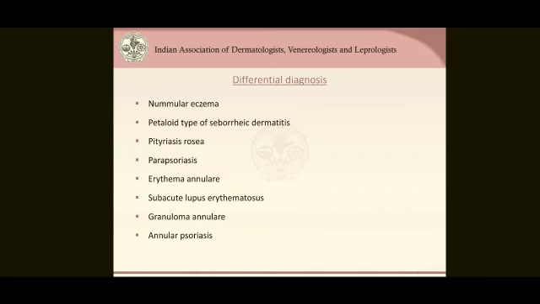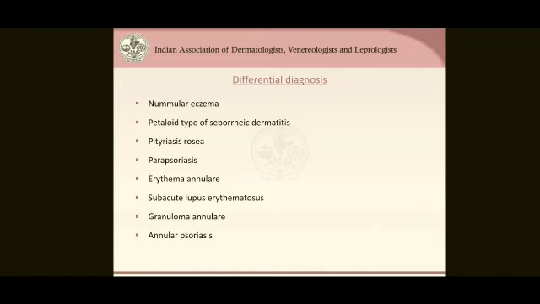What are the differential diagnoses you have to keep in mind when you see such cases? First one is nummular eczema. Nummular eczema usually presents as a discoid lesion. You will not get to see any annularity and there will not be any scaling.